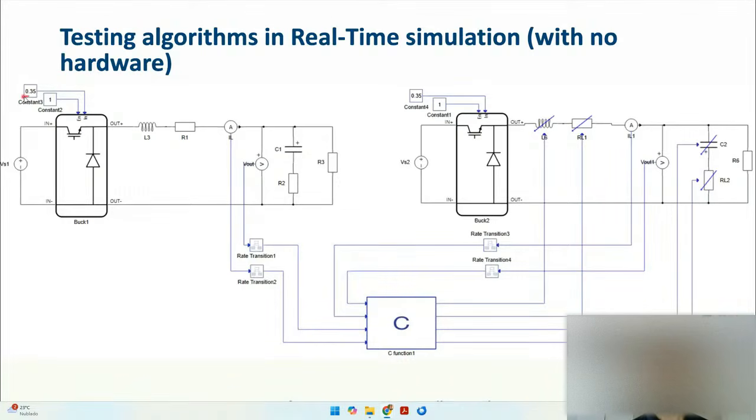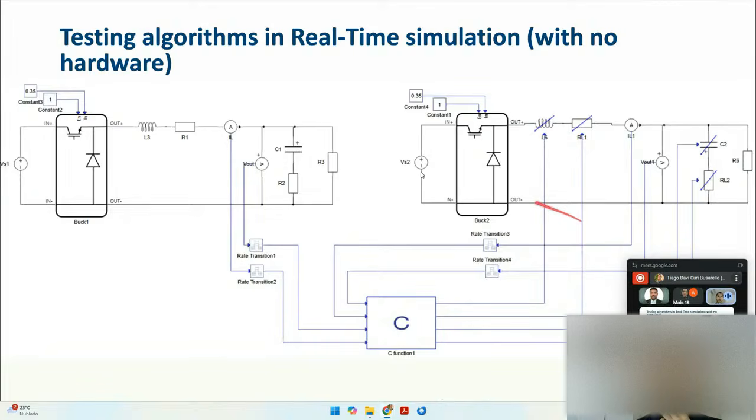I have equal duty cycles here, but in a more advanced situation, I can also change the duty cycle of the buck on the left, which represents the physical buck, for another interesting purpose, like reducing the stress of these capacitors as an example. Okay, so this is just to show you how to test an algorithm without having the hardware. Actually, this is what I do before testing on the hardware.